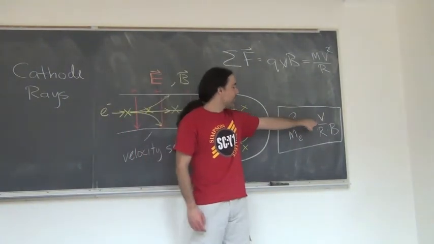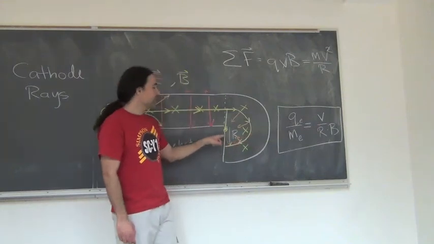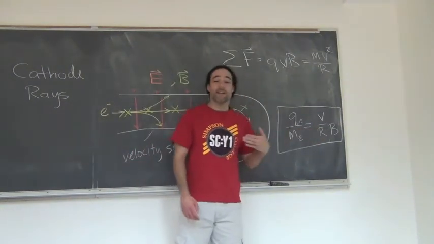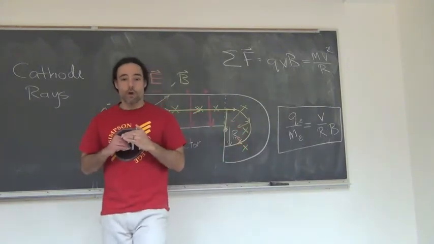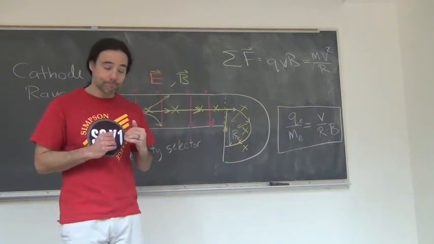But by choosing the velocity, measuring the radius, and measuring the magnetic field that we put into that region, we can at least find something. We can find the ratio of the charge to the mass.